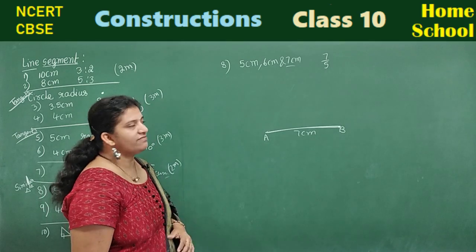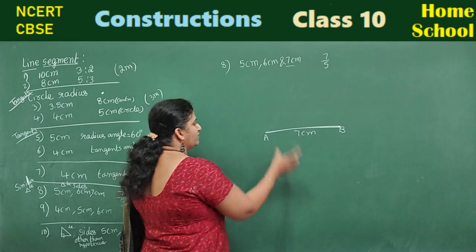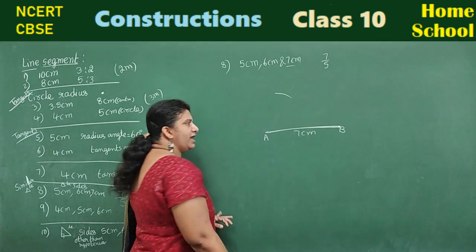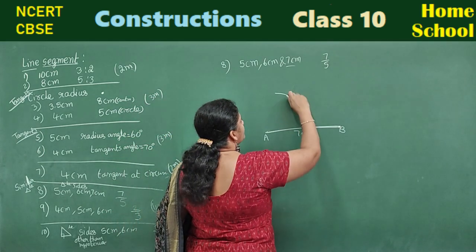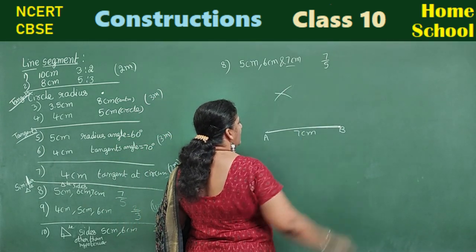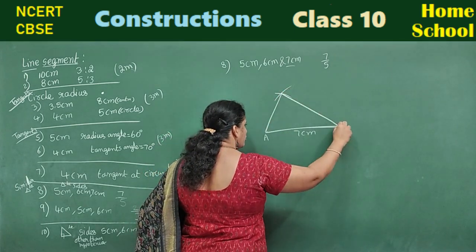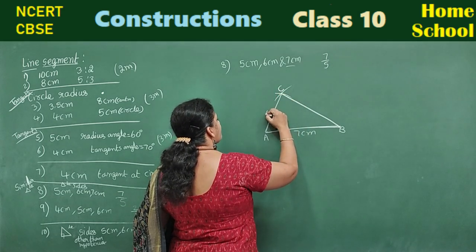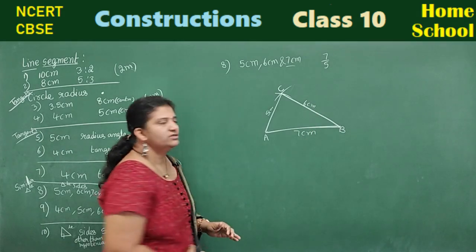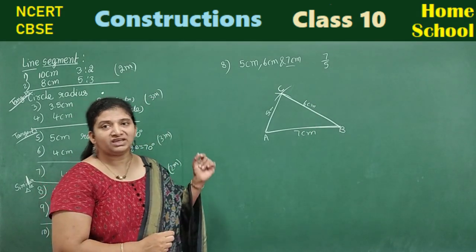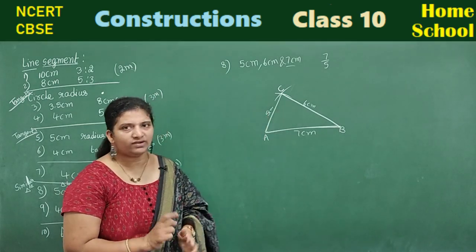And the other measurements are 5 centimeters and 6 centimeters. Now what are you going to do? Take a compass, 5 centimeters, draw an arc. Okay. And now from the other point, 6 centimeters, cut the arc. Then join. This is 5 centimeters and this is 6 centimeters. Draw a triangle with the given measurements. 7 centimeters, 5 centimeters, 6 centimeters you have drawn.